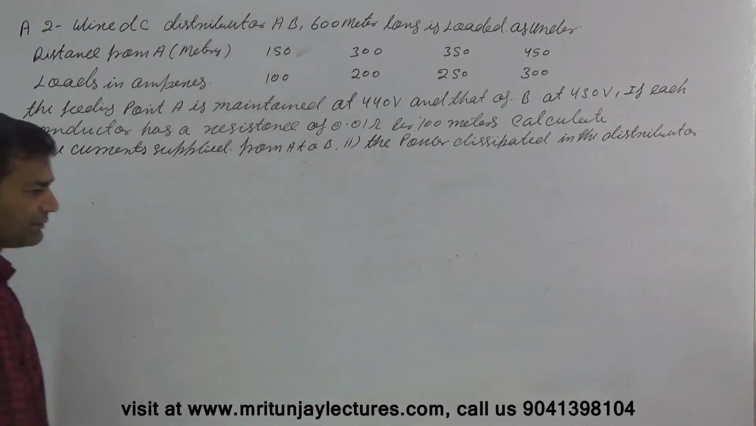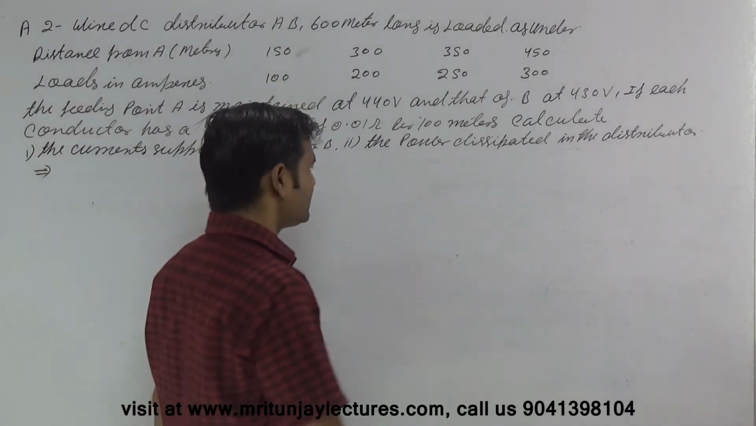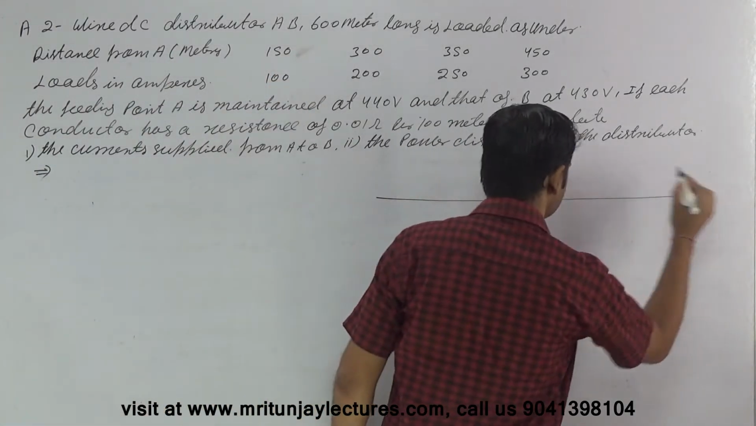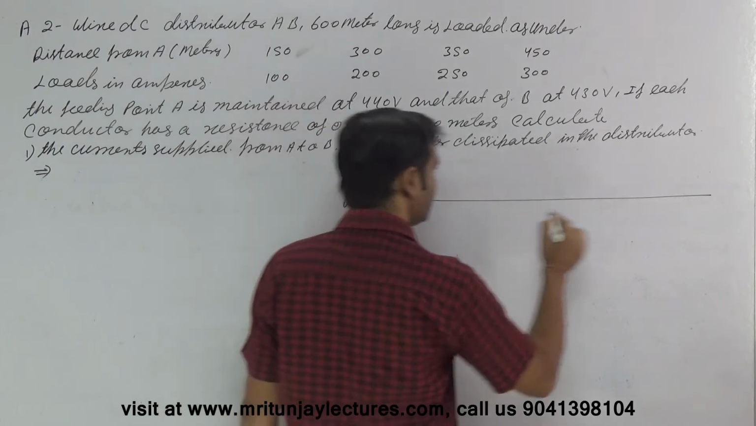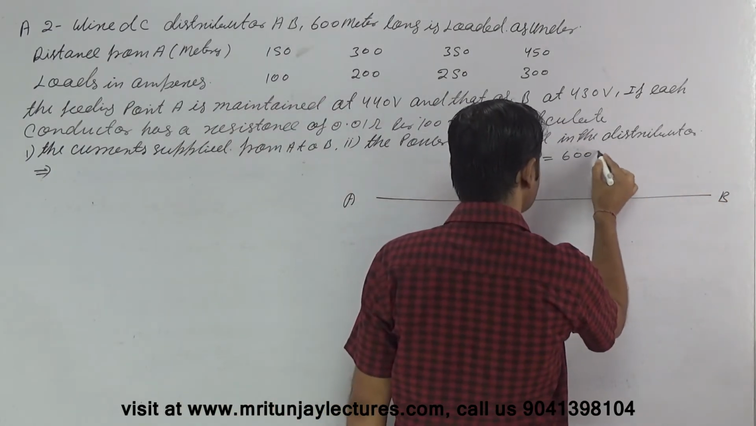First of all, read the question. A two-wire DC distributor AB, 600 meter. First of all, make that AB, A and B. What about length? That is 600 meter. Clear?